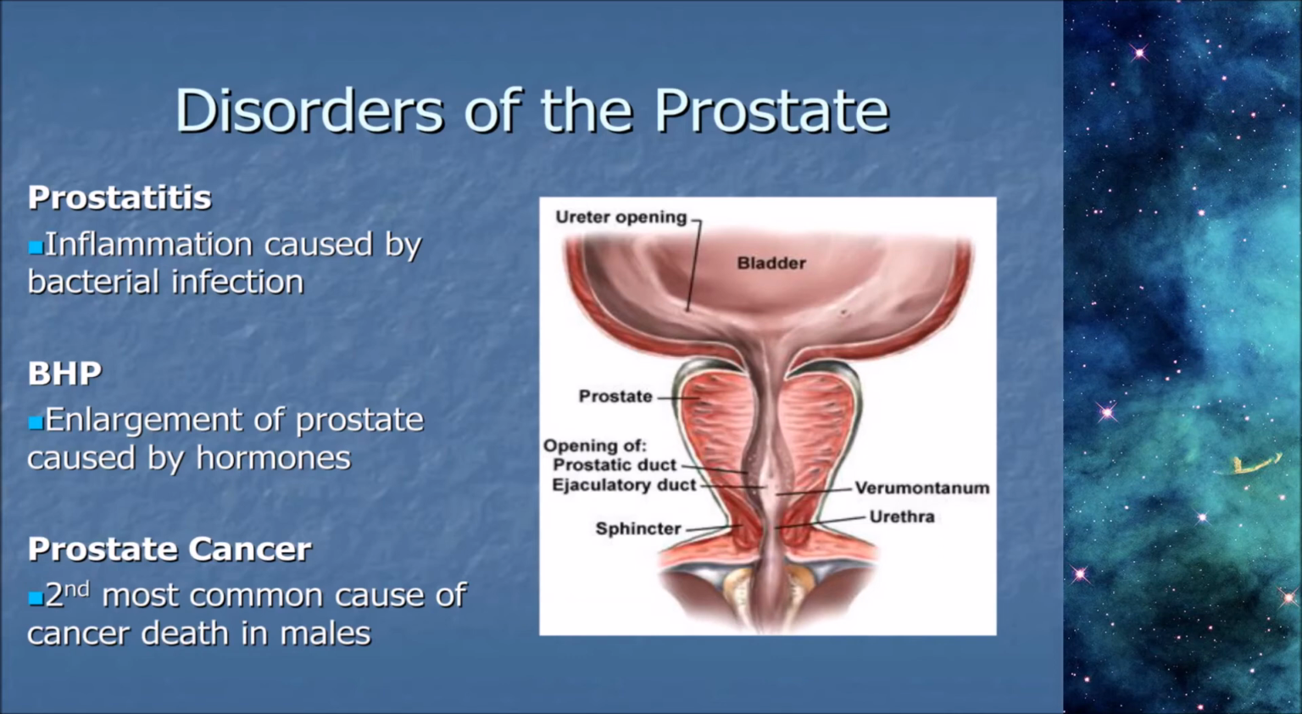And so it can make it very, very difficult to urinate, which is often one of the symptoms of all three of these disorders. The first of these is prostatitis. Prostatitis is inflammation of the prostate caused by a bacterial infection.